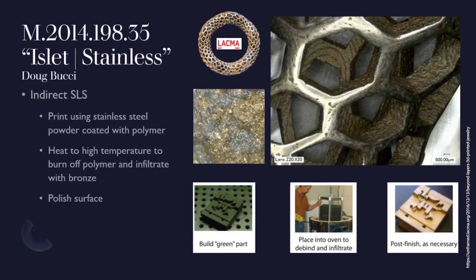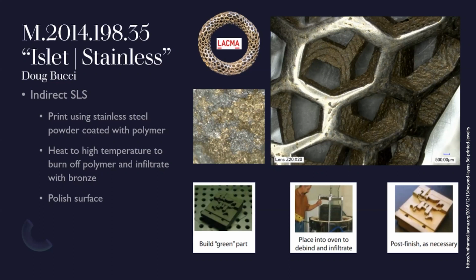As mentioned previously, the starting material is metal coated with a thin layer of thermoplastic polymer. For this bracelet, the metal was stainless steel. Using SLS, the 3D object is printed using this coated metal powder. You can imagine that the object is very fragile, as the powder is only held together tenuously by bits of melted polymer. After SLS, the object is considered to be in a green state.